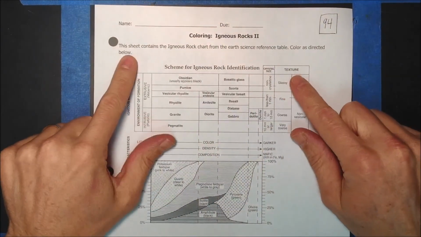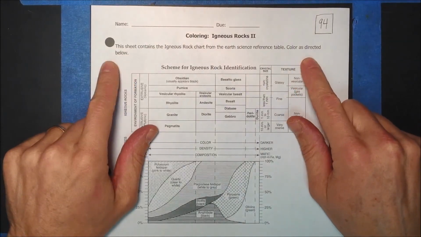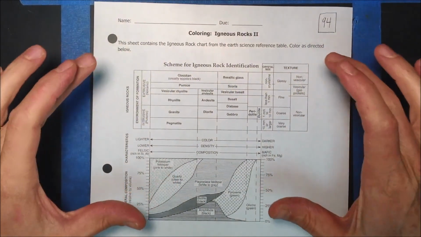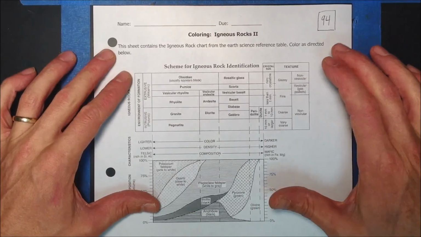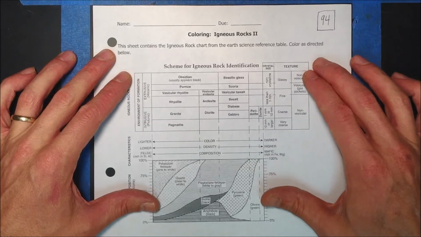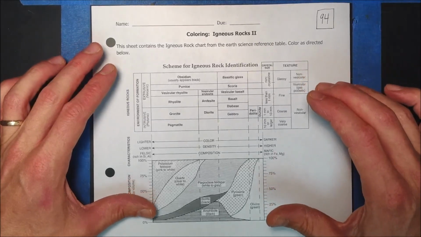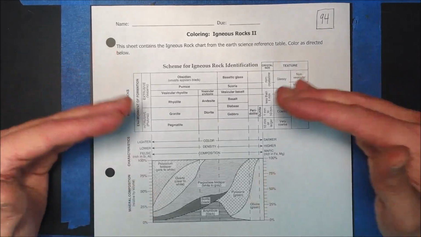Here we go. This sheet contains the Igneous Rock chart from the reference tables. It's on page 6. Color as directed. Please, the goal here is you know it. There will be a quiz on it. Know this stuff. It's not about just coloring. It's not about writing answers on a line. It's about you knowing igneous rocks, being able to identify them, and use the chart.